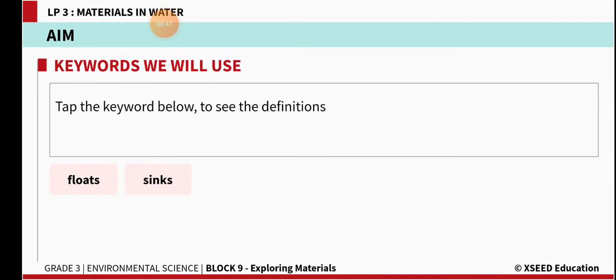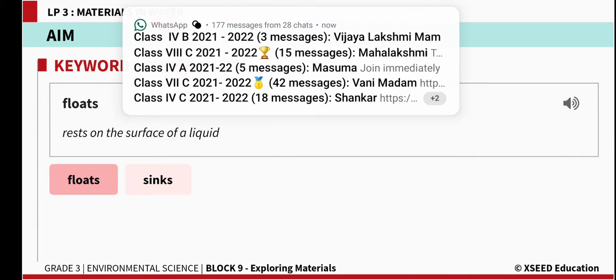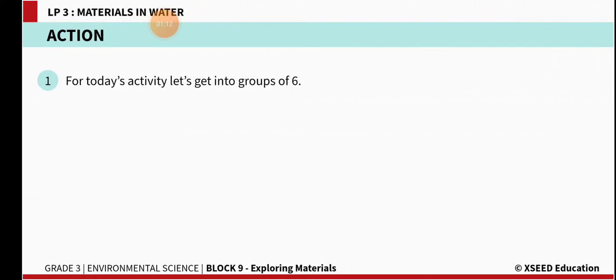And the new words you are learning here are FLOATS, floats. Floats means rests on the surface of a liquid. Rest on the surface of a liquid is known as float. And sink means fall slowly to a lower level in a liquid. Sink means slowly goes down to the bottom of the liquid.